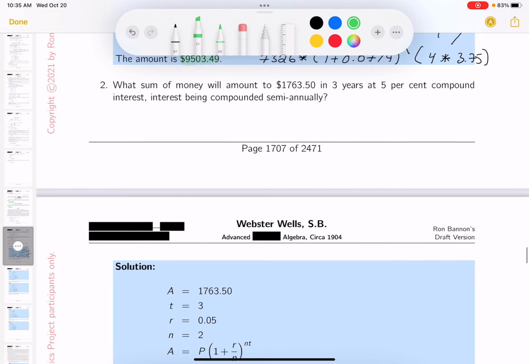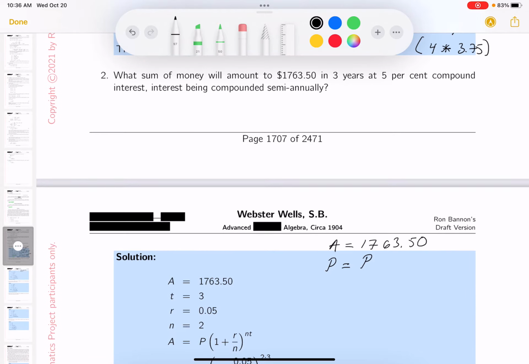And I'm reading it. I'm going to write things down. It says, what sum of money will amount to? Well, now they're telling me the A, and they're asking me for the P. All right, so 1763.5, and I don't know the P. So P is unknown to me. I have no idea what it is.